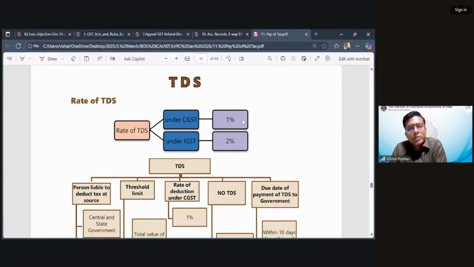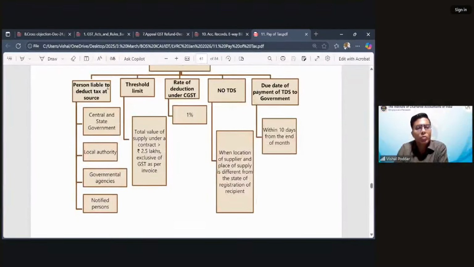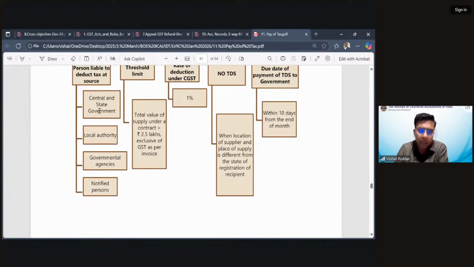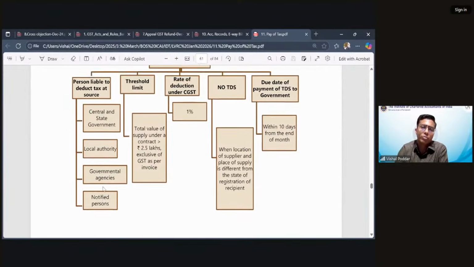Next is TDS. Now, firstly, as I had mentioned earlier also, TDS under GST is not like the TDS under income tax. Under income tax, TDS is applicable on multiple transactions. Under GST, TDS is applicable only where the payment is made by government. So as you can see, who is the person who is eligible or liable to do TDS under GST? It is the central or state government, local authority, governmental agency, or any other person who is notified.